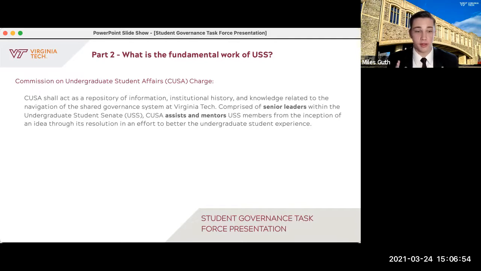So the key points within this charge are that these are senior leaders within the USS. They are seasoned and they understand how the USS functions. And like it says, they serve as a repository of information and history. And a big function is that they assist and mentor USS members to make sure we're making all of our members the best they can be.